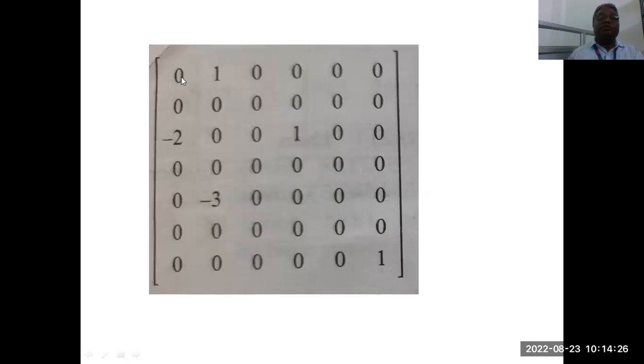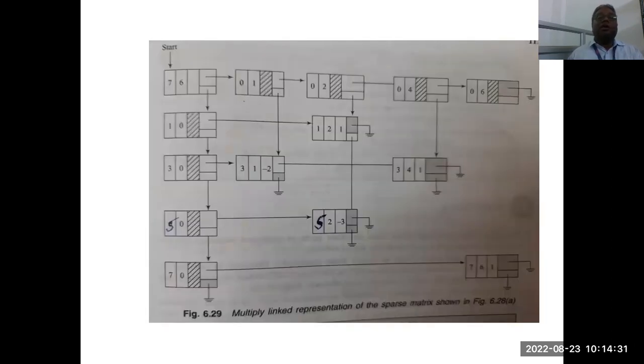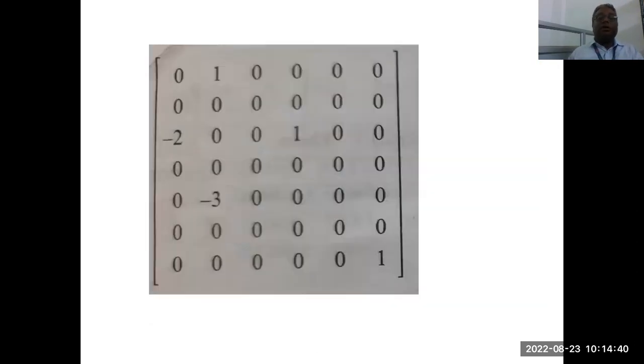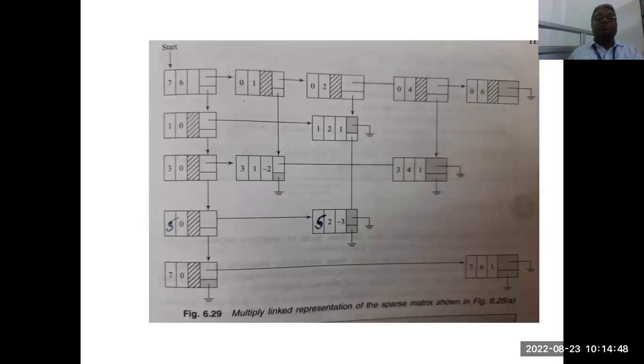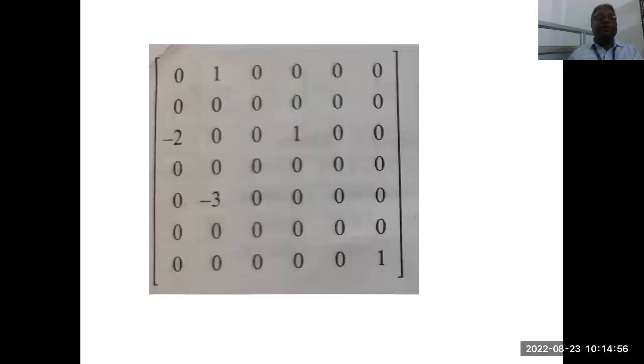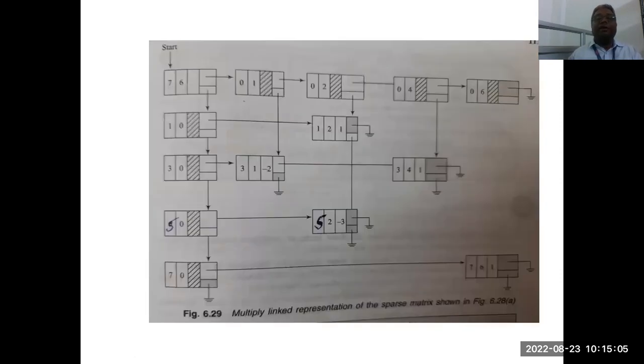So this is the first row, second element, that is, the 0th row, first element. So the 0th row, first element has been stored. Next, look at this minus 2. Minus 2 is in the third row, first column. In the same way, in the third row we have a 1 at the third row, fourth column.